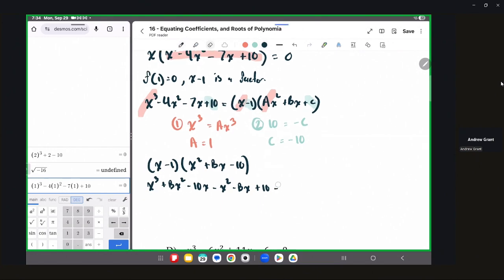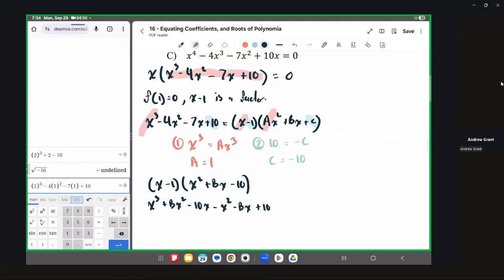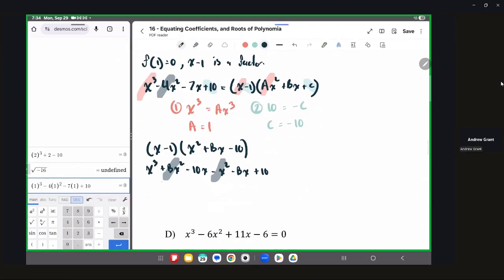And so at this point, we can equate the relevant coefficients. So we should notice here, let's have a look at this negative 4 here. Negative 4 will be equal to bx squared minus x squared. So for our equation 3, we know that negative 4x squared is equal to bx squared minus x squared, which means negative 4 is equal to b minus 1. So b is equal to negative 3.